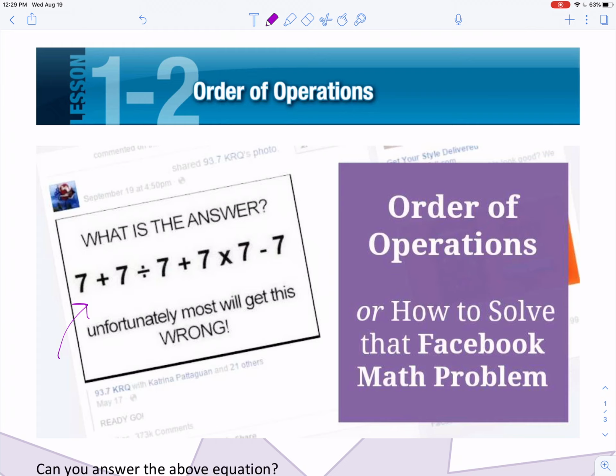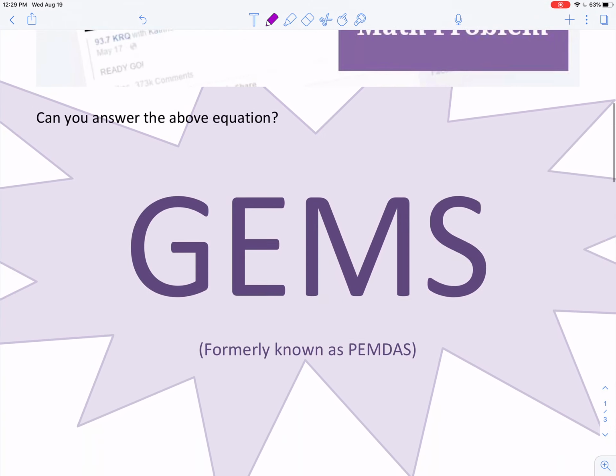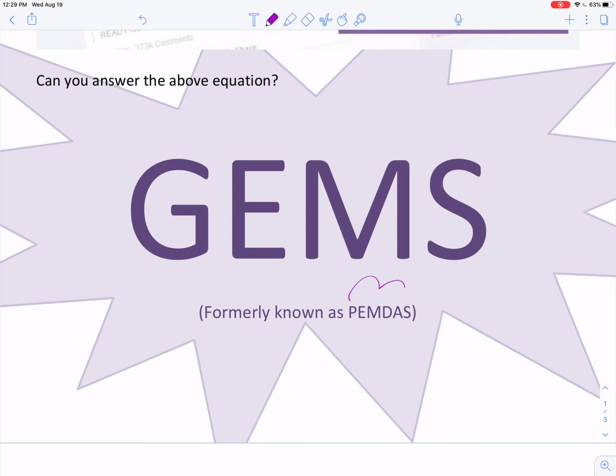So today we're going to figure out what order of operations is, do a few practice problems, and maybe we'll come back and try and figure out what is the answer to that problem up there. So, you've probably heard PEMDAS. I believe that's what you've been taught up until now. I want to try a new one, and it is called GEMS. And let me tell you why.